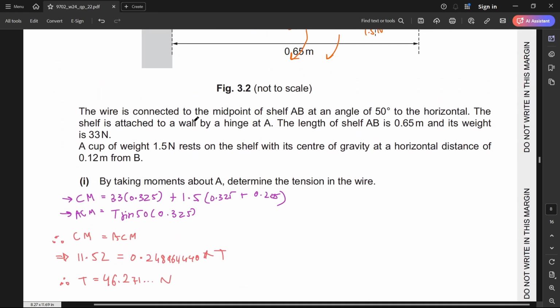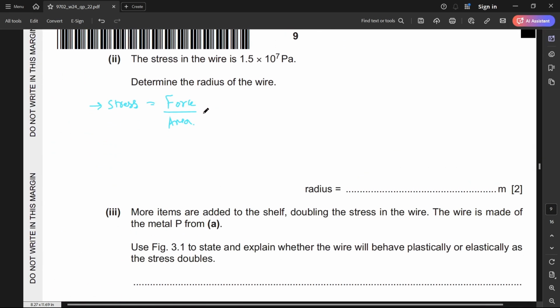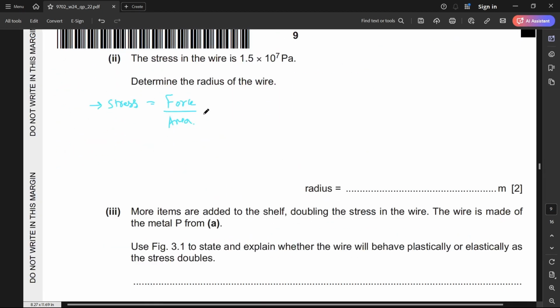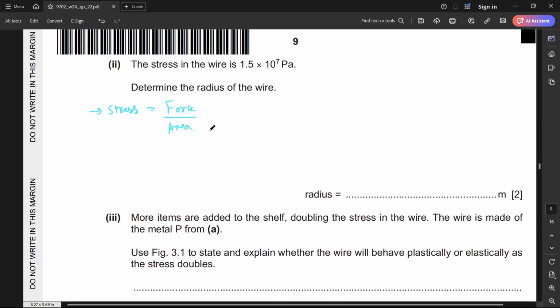And based on this, the force that is applied because of the wire, the tension that we have got, is 46 newtons, and the area, because we are talking about the wire, we can say that the area is pi r square. Therefore my answer will become 46 divided by pi r square. That is my force divided by area, which is equal to 1.5 into 10 power of 7, the stress. So the better way of writing this is: 1.5 into 10 power of 7 is equal to 46 by pi r square.